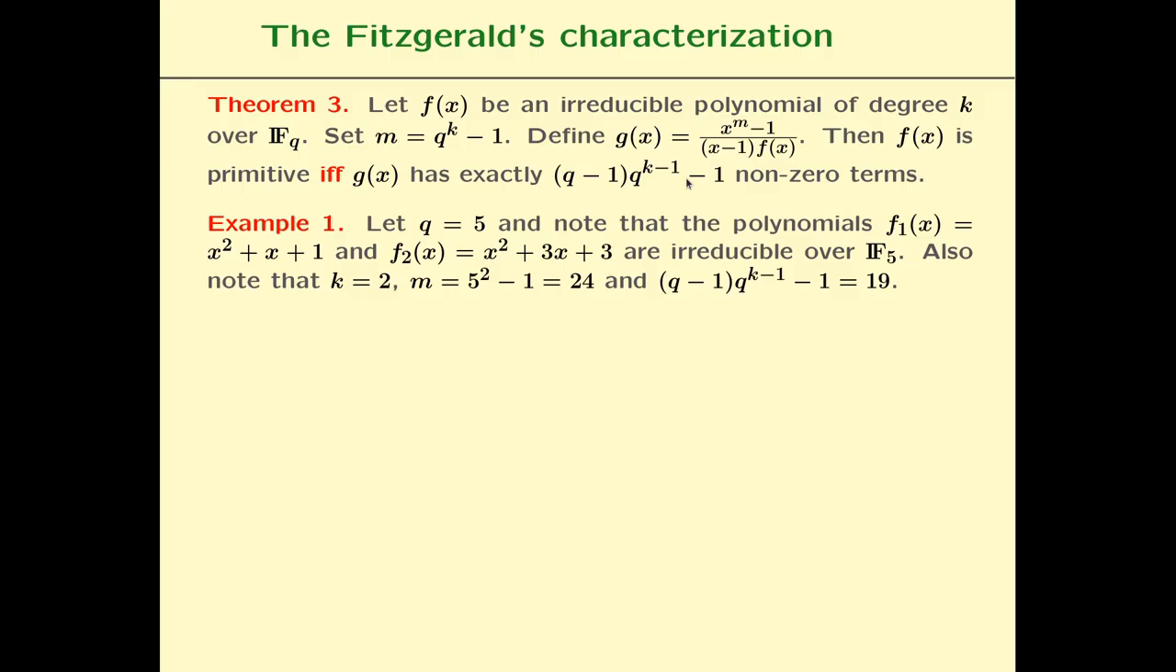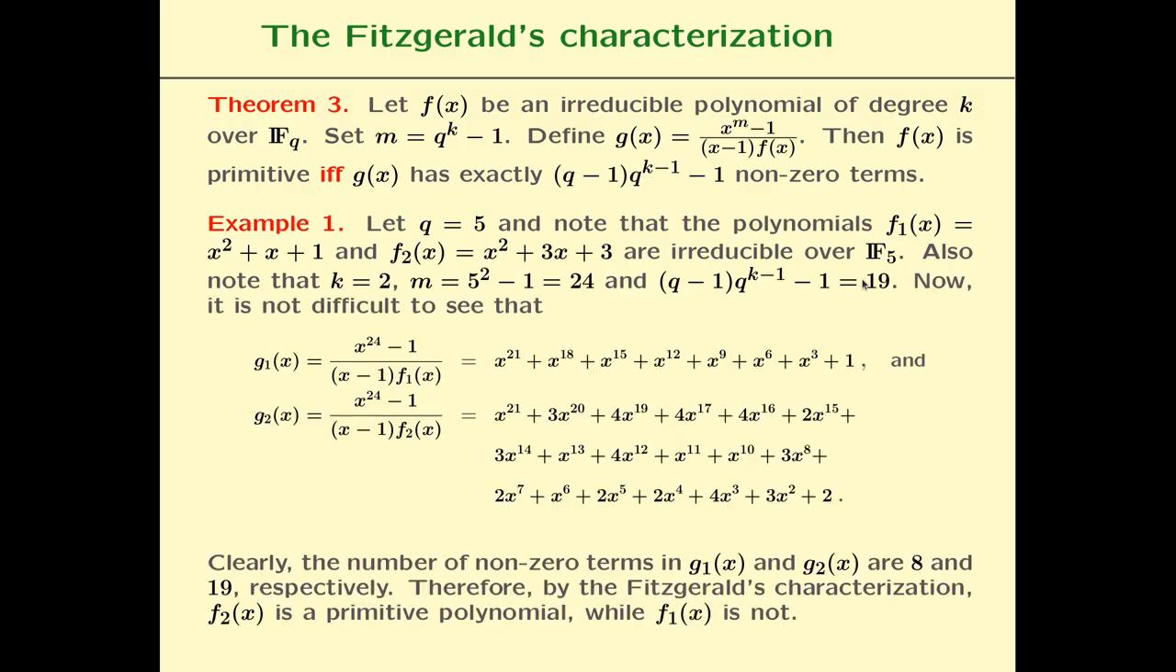Let's see an example. We take q equal to 5 and note the polynomial f1 given by x^2 + x + 1 and the polynomial f2 given by x^2 + 3x + 3. These two polynomials are irreducible over the finite field F_5. Also, note that k is equal to 2 for this example, m becomes 24, and this value for this example is equal to 19.